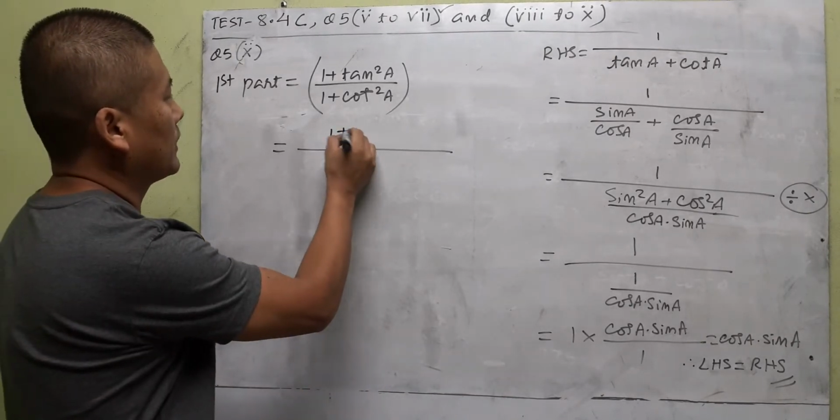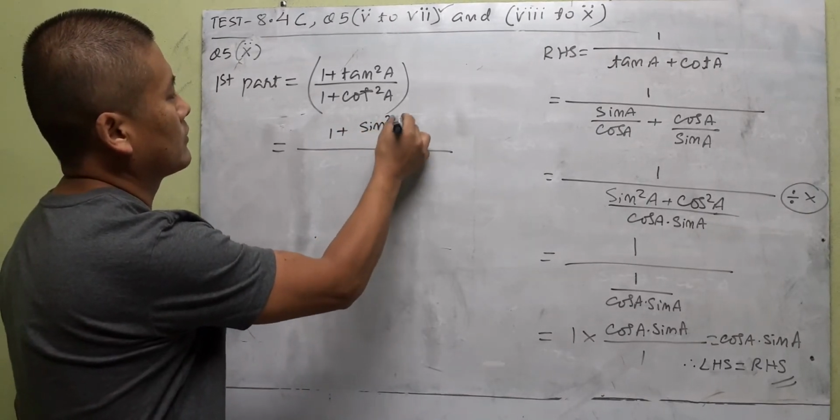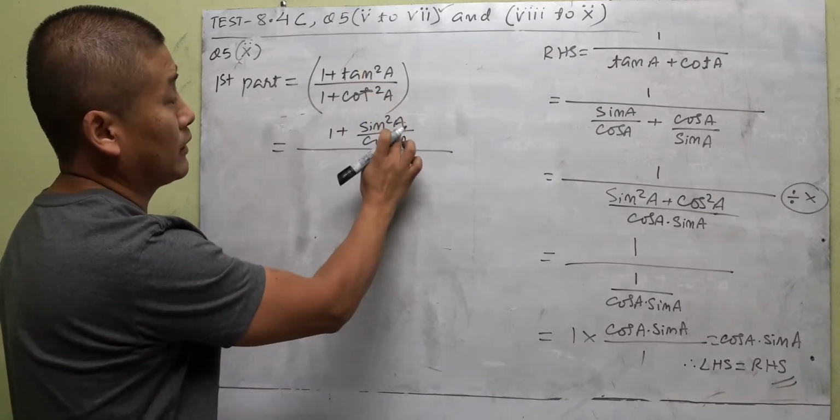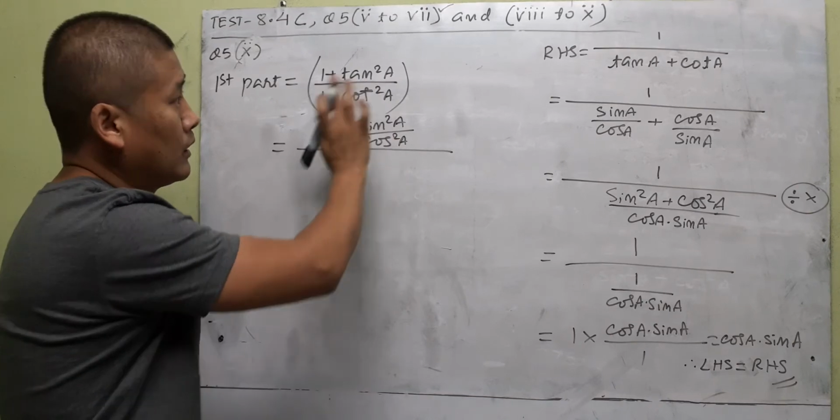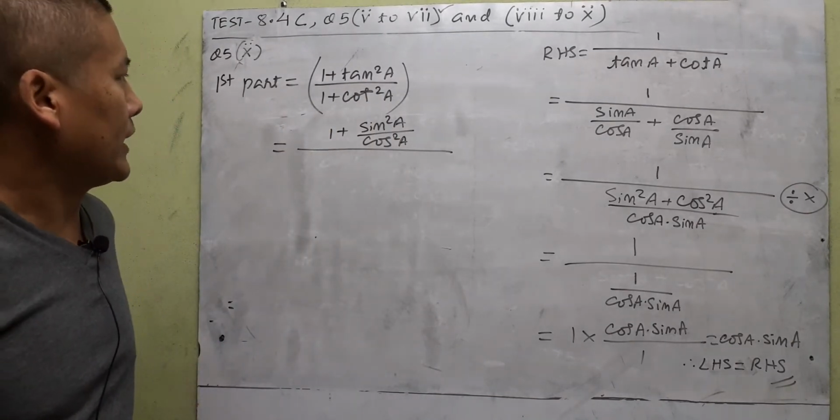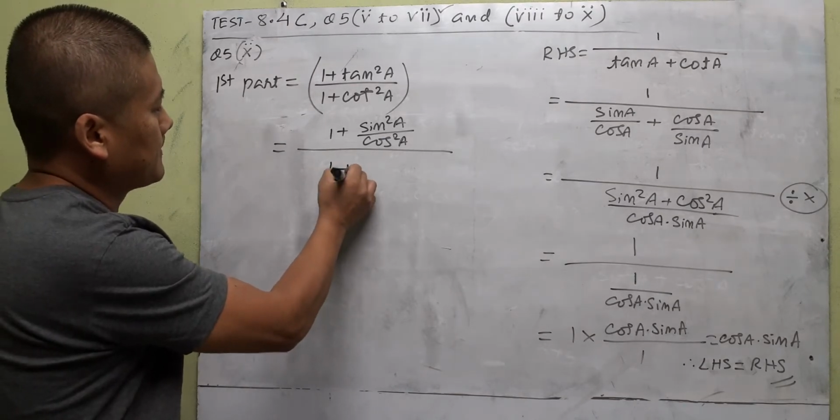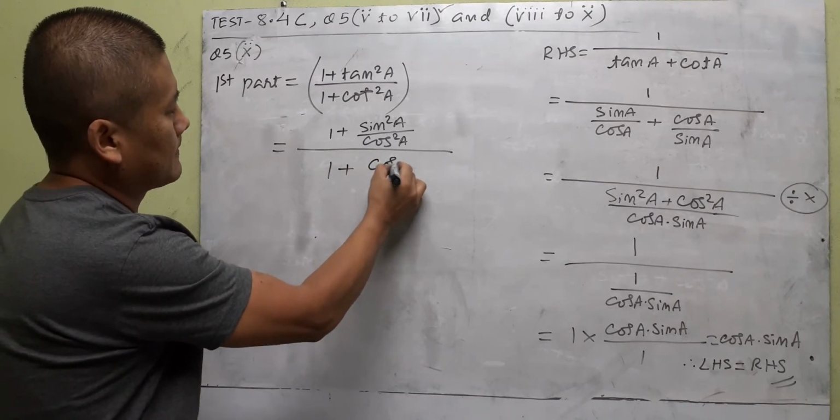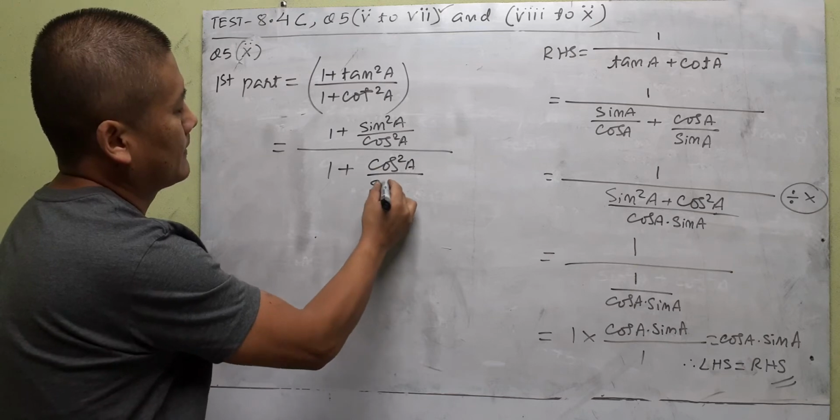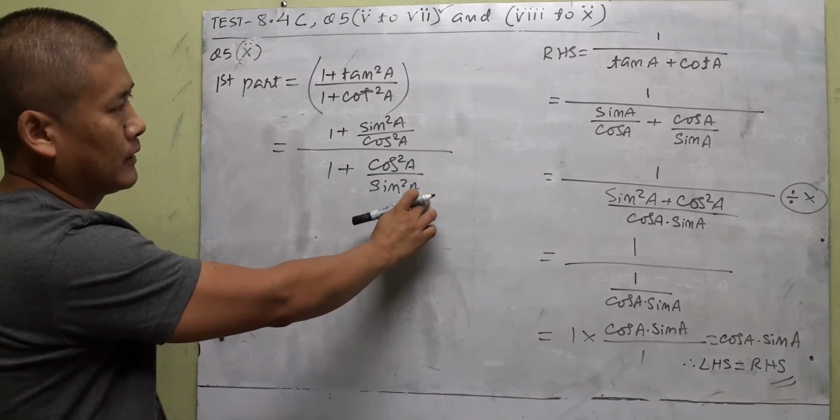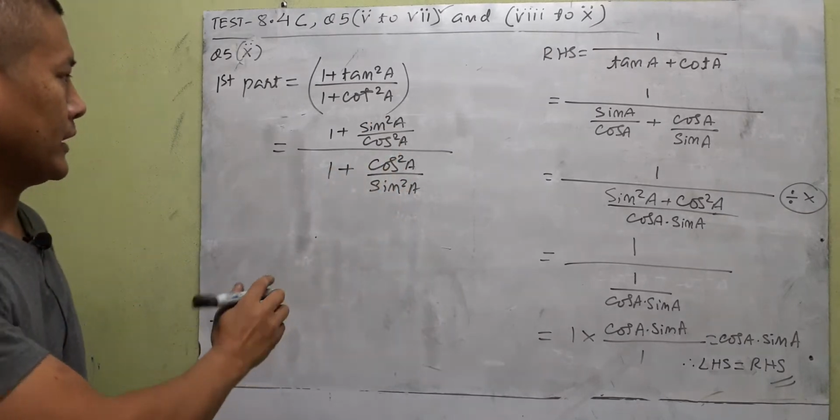Maybe you can write your 1 plus sine square A by cos square A. Tan A is sine A by cos A. So tan square A will be sine square A by cos square A. Okay. Then next here, 1 plus cos square A by sine square A. Cot A is cos A by sine A. So cot square A will be cos square A by sine square A.